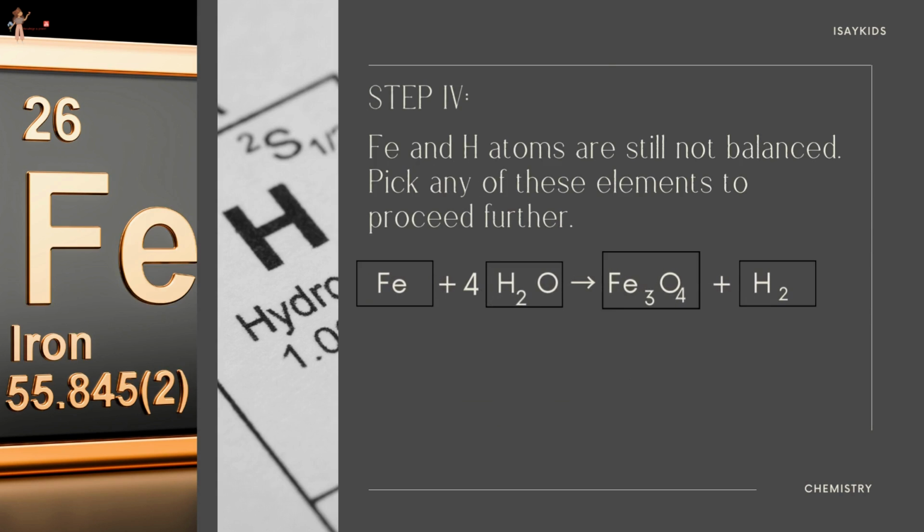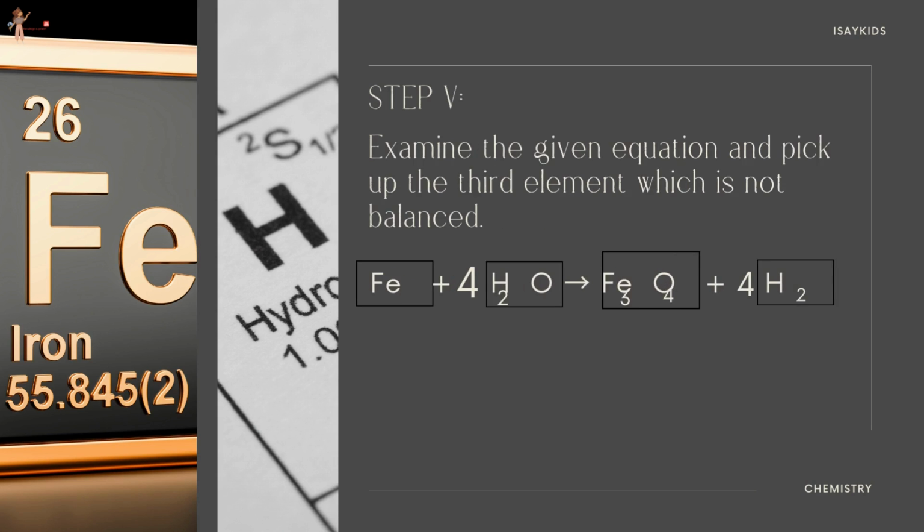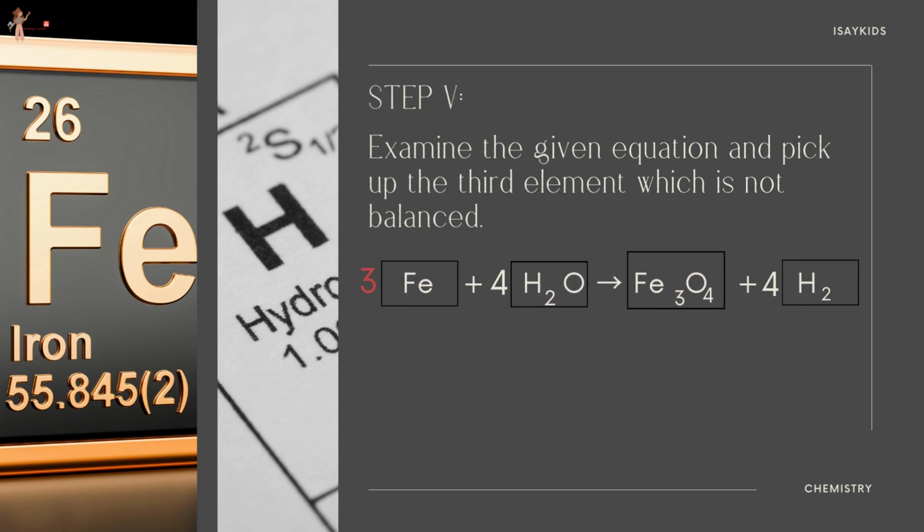Next step is iron and hydrogen atoms are still not balanced. So, pick any of these elements to proceed further. Let us balance hydrogen atoms in the partly balanced equation. To equalize the number of hydrogen atoms, make the number of molecules of hydrogen as 4 on the right hand side. Next step is examine the given equation and pick up the third element which is not balanced. You find that only one element is left to be balanced, which is iron. To equalize iron, we take 3 atoms of iron on the left hand side.